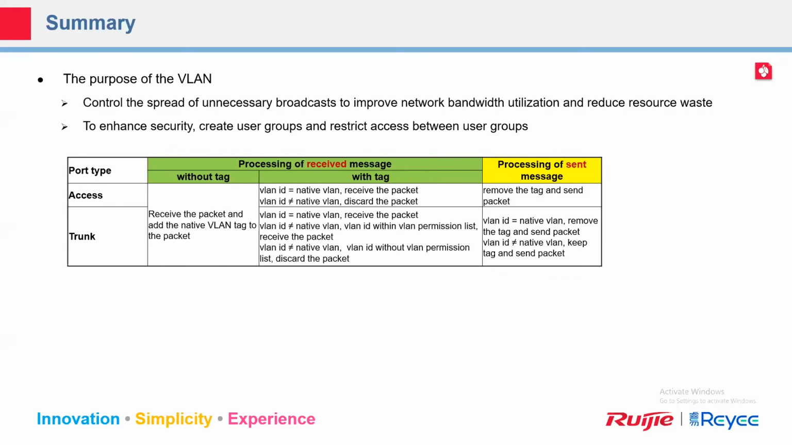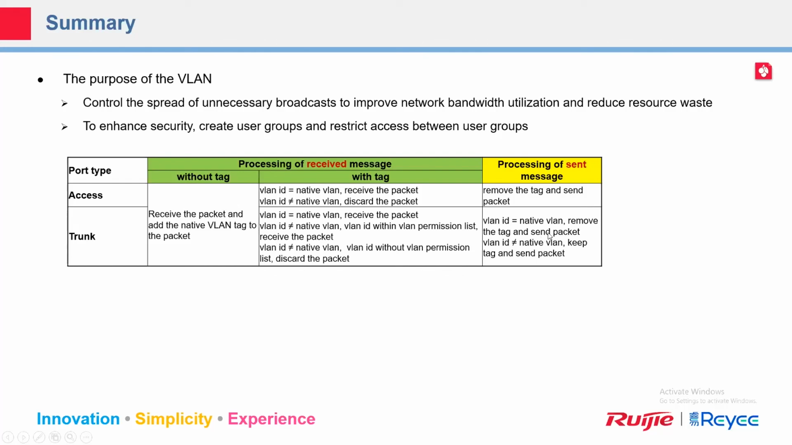But if we want to send out the packets from the switch, we also will check the port information. When we use the access interface, I will remove the tag and send the packets out. If we use the trunk, we will compare the VLAN ID. If the VLAN ID is the same as the native VLAN, we will remove the tag and then send out the packet. If the VLAN ID is different, I will keep the tag and send out the packet. Of course, this VLAN should be on the permission list.